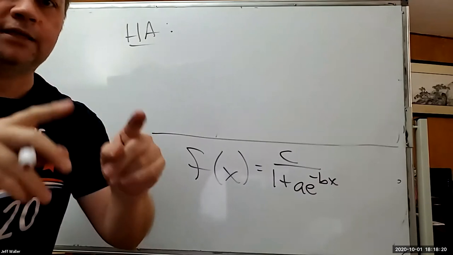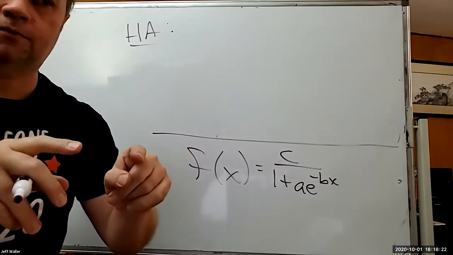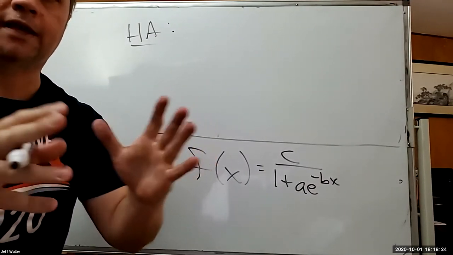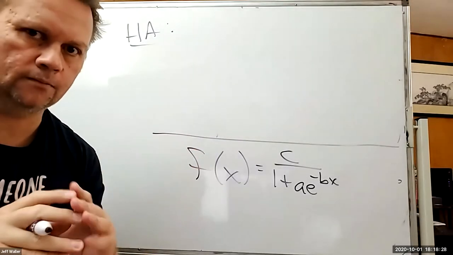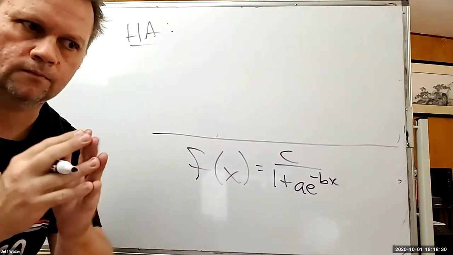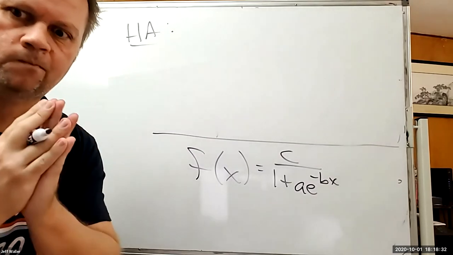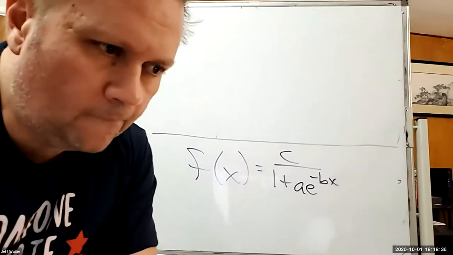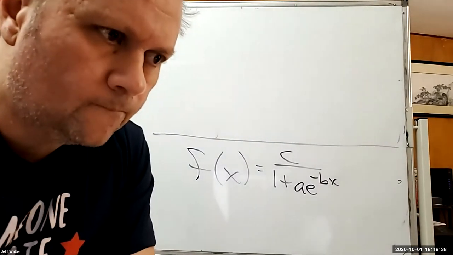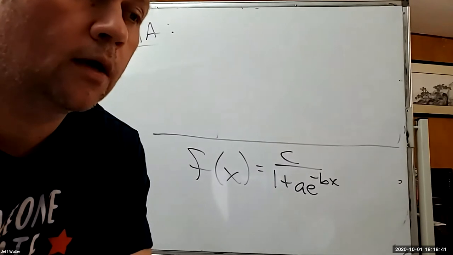What is the idea behind horizontal asymptote? Allowing what to happen and seeing what happens with the function. What's the idea behind it? When do they start to, go ahead, sorry. I was just going to say, is it the behavior of the function as X gets really big or really small?